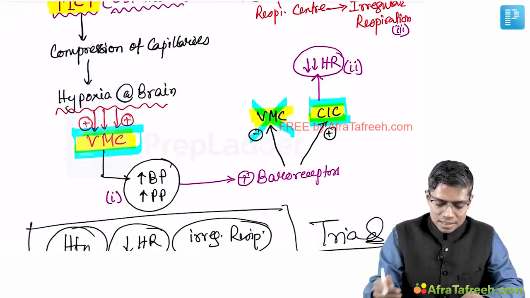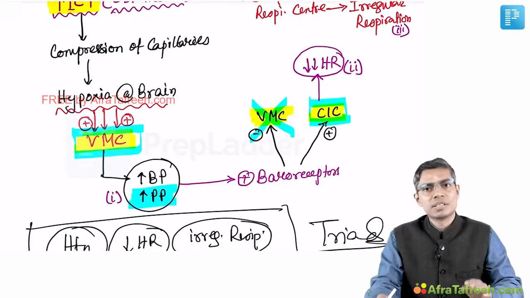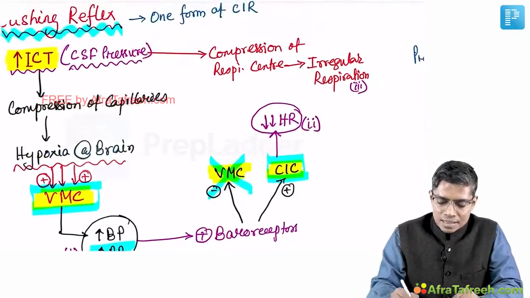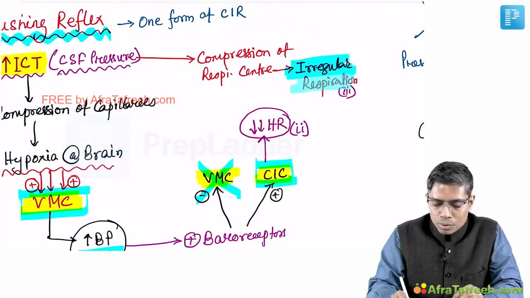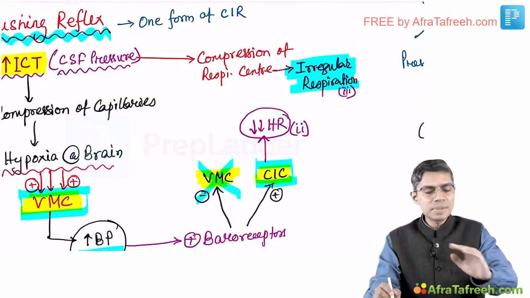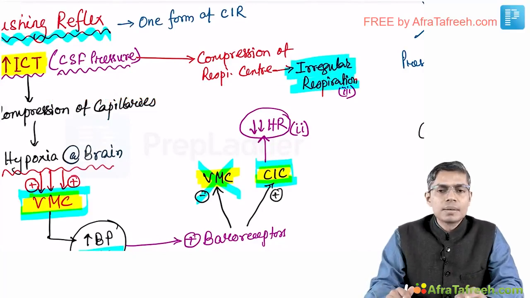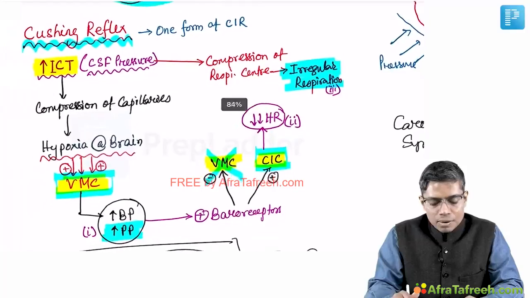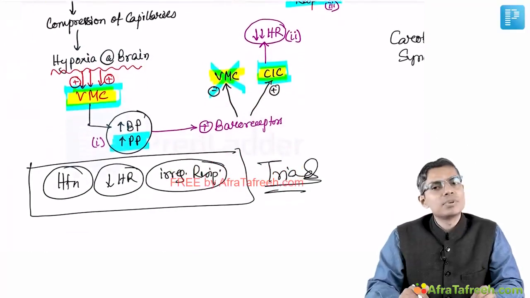It is said that this increased pulse pressure is pathognomonic. It has to be present, otherwise it is not Cushing reflex. And this irregular respiration is the worst prognostic indicator. Means if it has started, the prognosis is very, very bad, right? So this is all about the Cushing reflex that you have to remember.